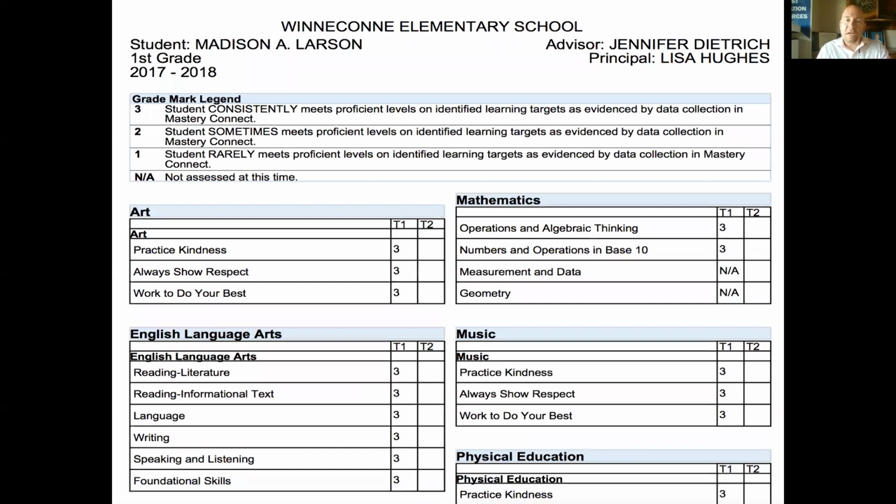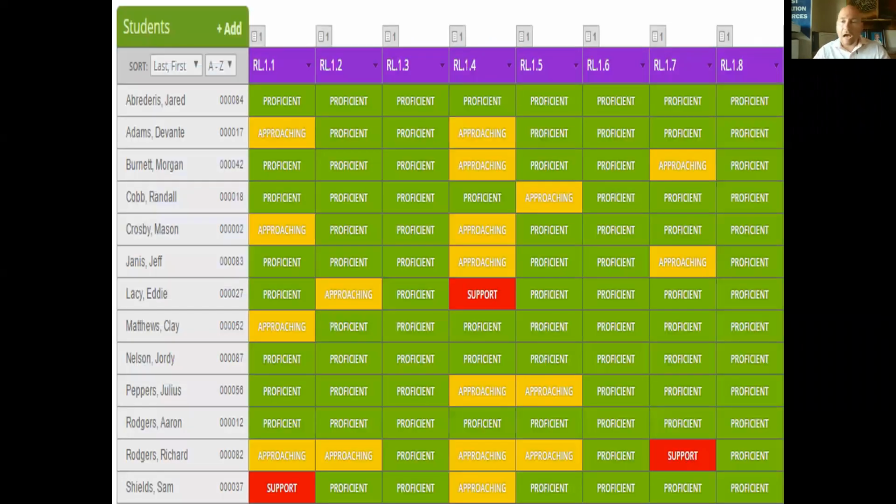But let's say a parent wants to know more information, or how our teachers reach those conclusions. As you can see, this is a sample from a software called Mastery Connect with former Green Bay Packer players and some current ones. Our teachers will analyze all of those assessment scores, and then they'll reach a conclusion. If you're looking at the first player here, Jared Aberderis, you'll look at all of his scores for reading literature. You can say, okay, overall, the student is consistently proficient on those targets. Or you might look at a student like Richard Rogers at the bottom and say, maybe sometimes proficient, or rarely, but not necessarily in that consistent range.